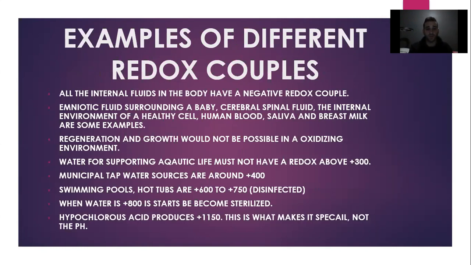Hypochlorous acid produces positive 1,150 millivolts. This is what makes it special, not the pH. Keep this in mind. This is how you can explain to people the difference between the Kangen unit's 2.5 hypochlorous acid and the 2.5 from any other ionizer, commercial or residential ionizer out there.